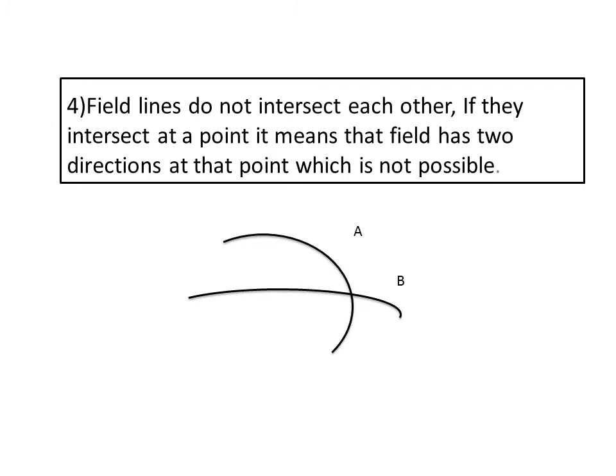Here we have drawn two field lines. They intersect at a common point. We can draw a tangent considering the first line like this. If we draw a tangent considering the second line, it will be like this. So at the point of intersection, the field line has two directions, which is not possible.